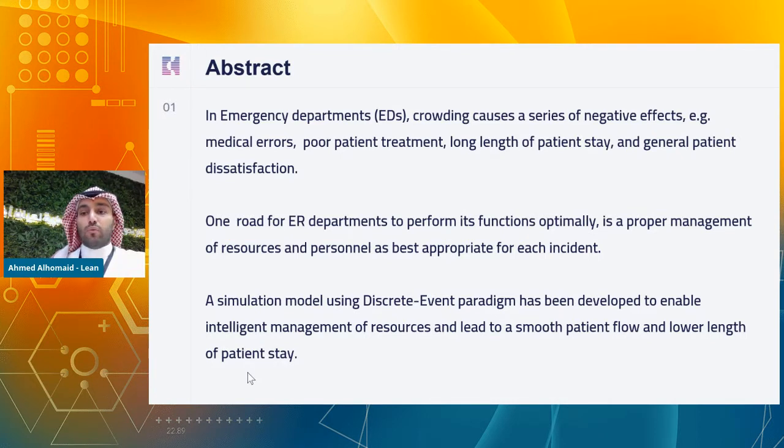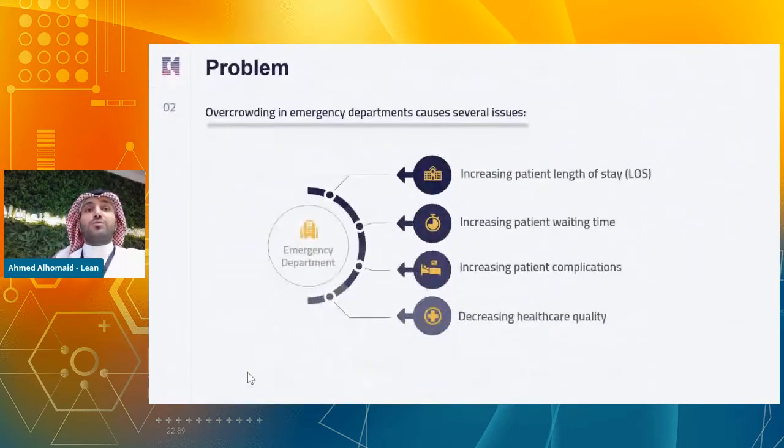So basically, we built a discrete event simulation to help us in the following. Since you have crowding in a hospital, there would be multiple problems. First of all, the patient length of stay would be high if there is patient crowding. The patient length of stay is the time from entering the ER department until the patient gets the entire treatment and leaves the ER department or the hospital. If there is crowding, the average length of stay will be high.